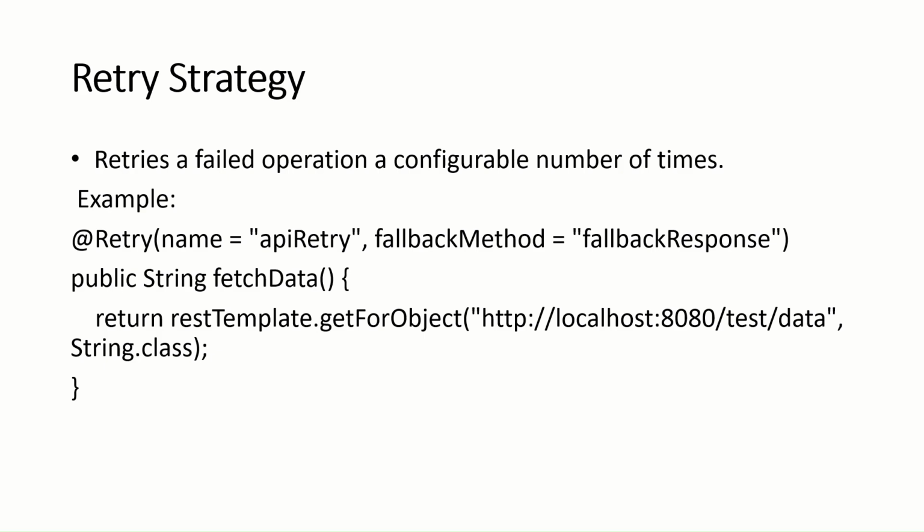Let's say you have developed an application, and inside that you are calling the third-party API, say localhost 8080 test data. The connection is not being established, or that third-party API is down, or it is giving 500. There can be multiple scenarios, right? In that case, you can call this third-party API multiple times using retry, and that is what we are going to do here. With the help of retry, we are going to call the API a couple of times, and if that is not giving the response back, then we are going to call the fallback method.